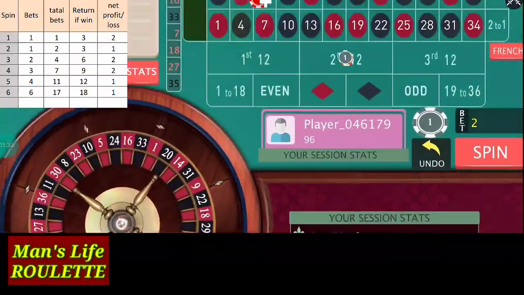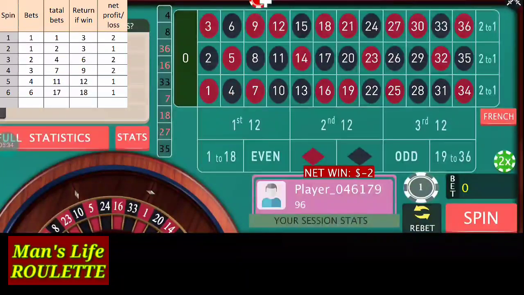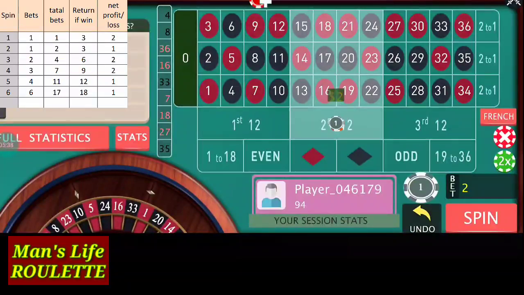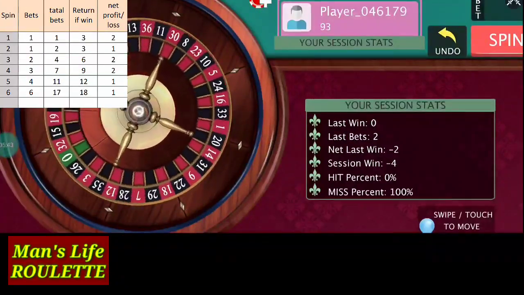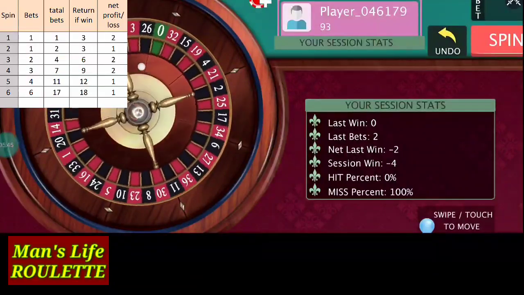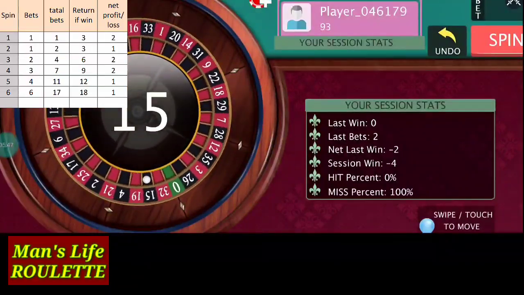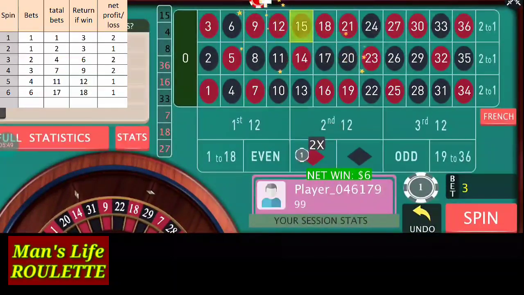I lose this spin also, so my fourth spin now will be $3, and I have decided to go again with the second dozen. The selection of the dozen is quite random. No matter which dozen you have selected, that doesn't matter. So this time I win here.